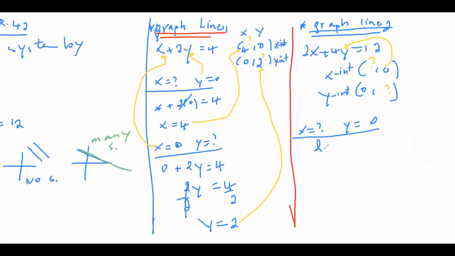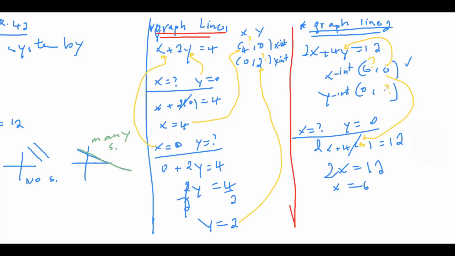It'll be 2, we don't know x, plus 4 times what? 0. That's right. The 0 from here goes into that. And what else? So that cancels. So 2x equals 12. That means x is? 6. X is 6. That's what goes here. Okay, so we completed this point.